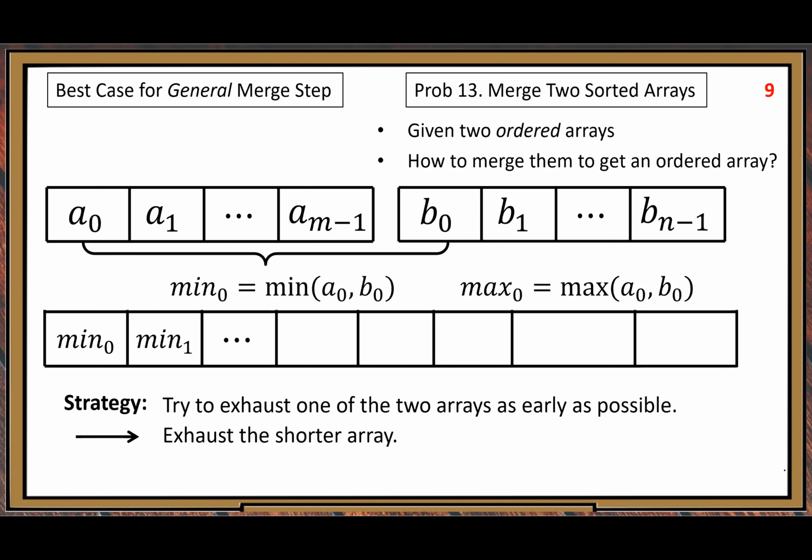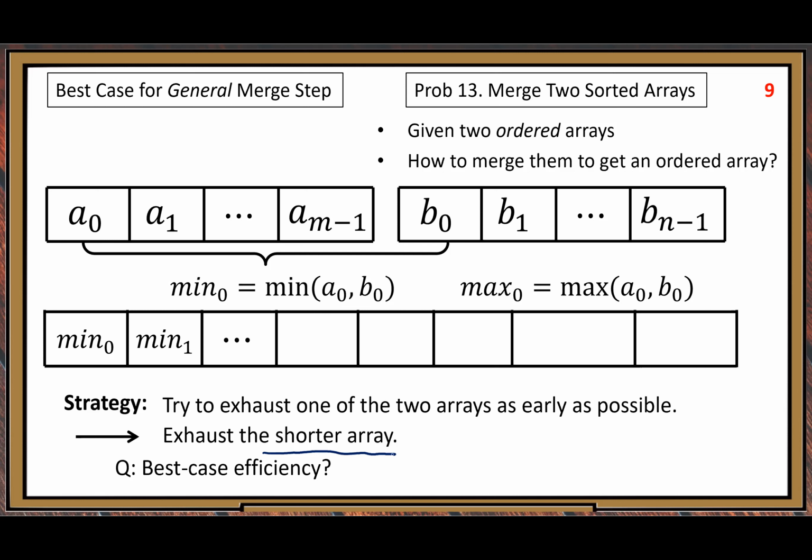We have two subarrays. We assume one is shorter, the other longer. We have two options. We can exhaust one of the two subarrays. Can we exhaust the shorter array? Yes, because when we exhaust the shorter array, that means we only need to do fewer comparisons.